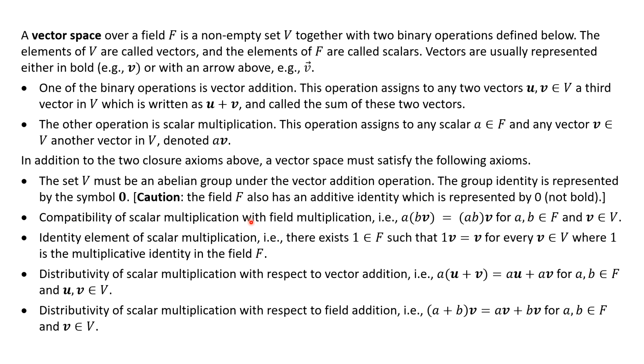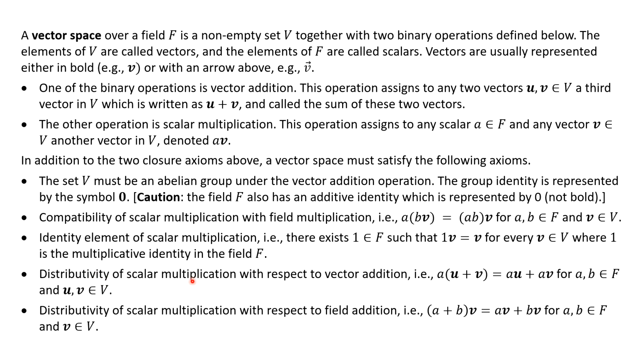Compatibility of scalar multiplication with field multiplication: a times (bv) equals (ab) times v. Identity element of scalar multiplication: there exists an identity in our field such that 1 times any vector from the vector space equals the vector itself, where 1 is the multiplicative identity of the field.